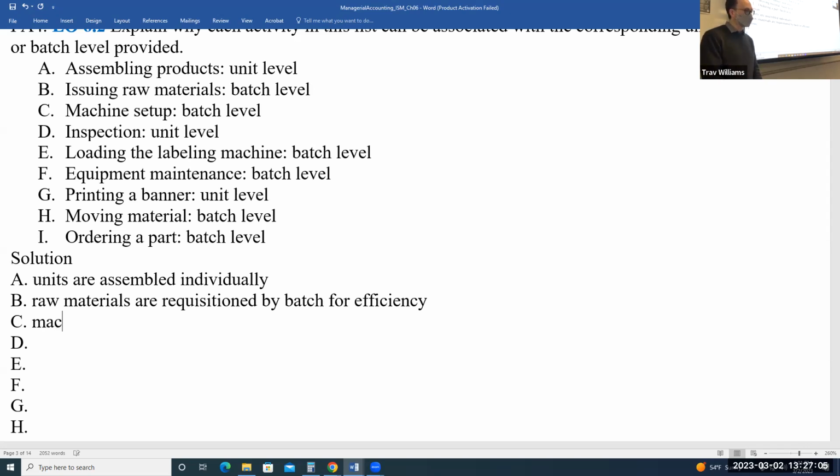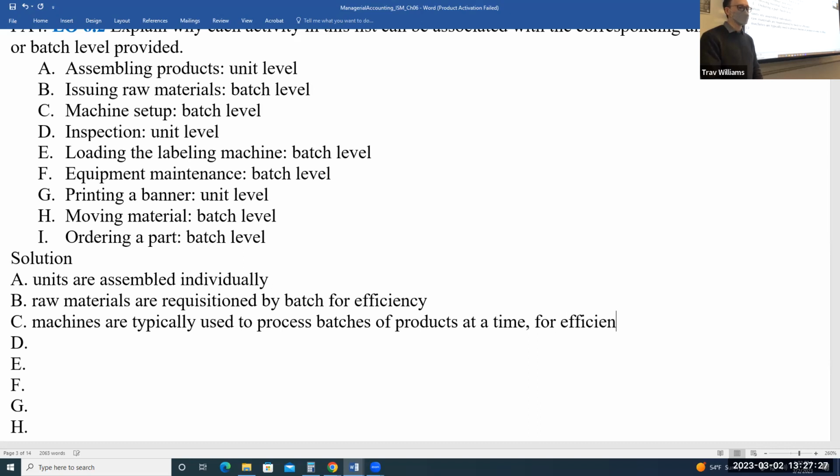So machines are typically used to process batches of products at a time. And I'll put for efficiency.